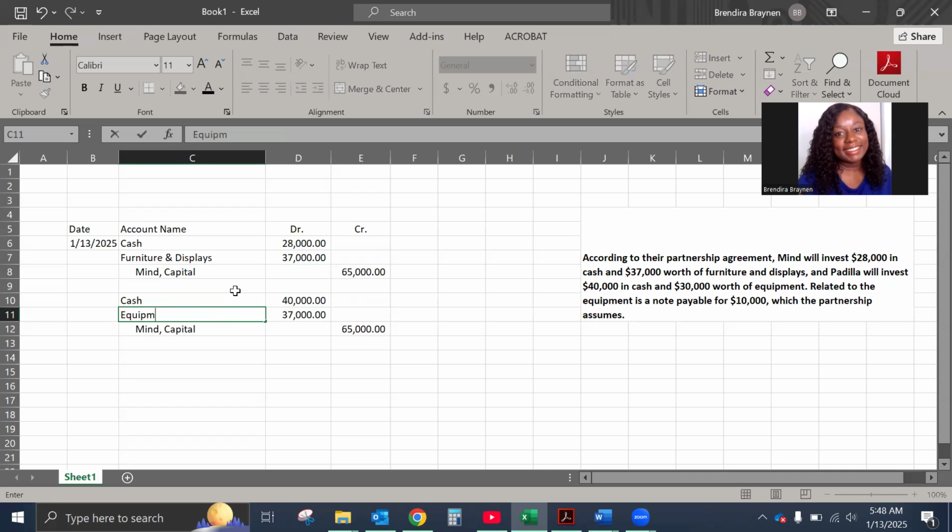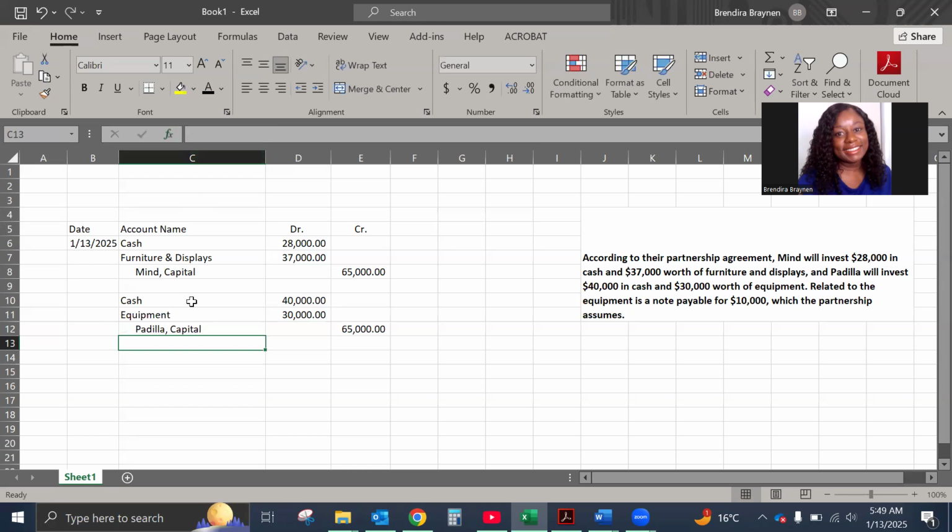It's going to be equipment, and it's going to be 30,000. Like I said, for now, I'm going to ignore this last sentence and do that after. We're going to treat it as two different transactions. Here we have the equipment for 30,000. And so that means that Padilla is now the next partner. So I'm going to take out mine. I'm going to put Padilla Capital.